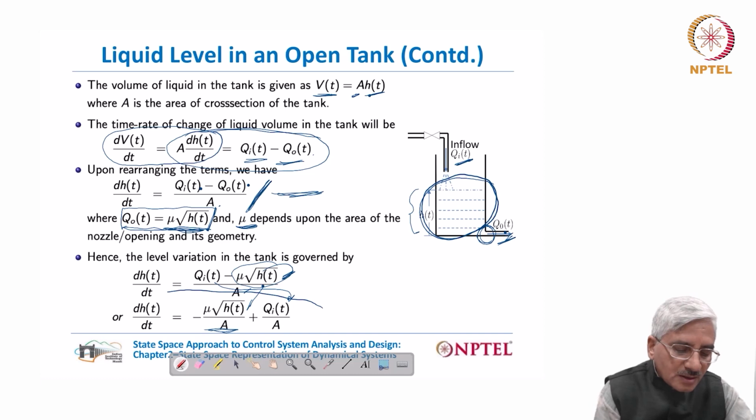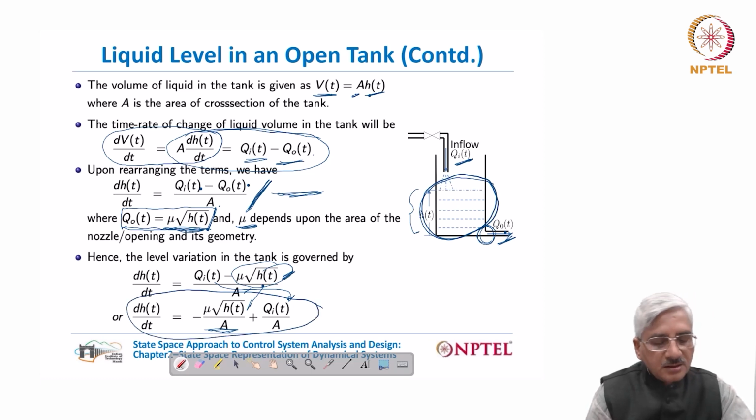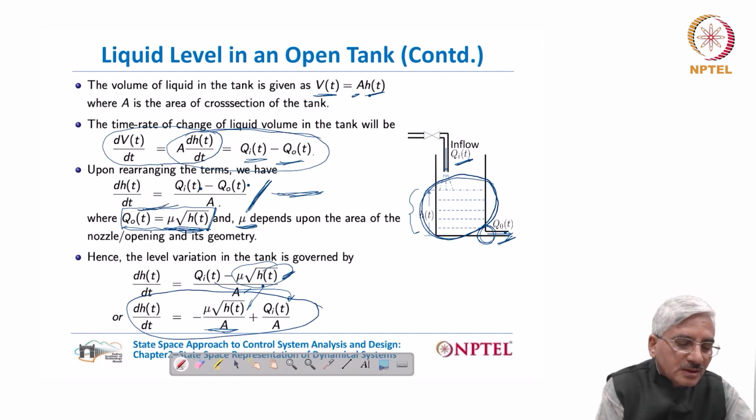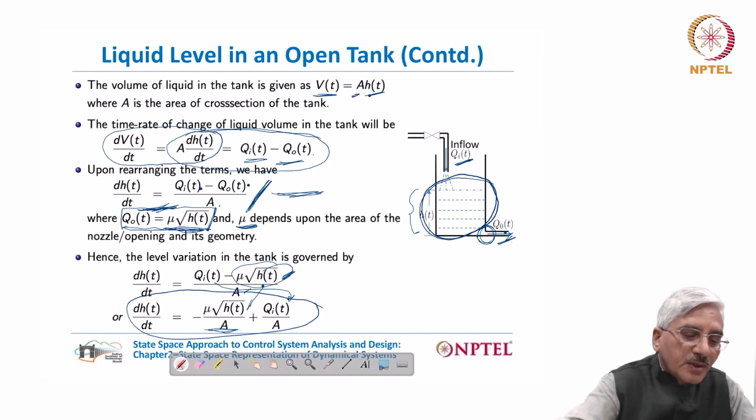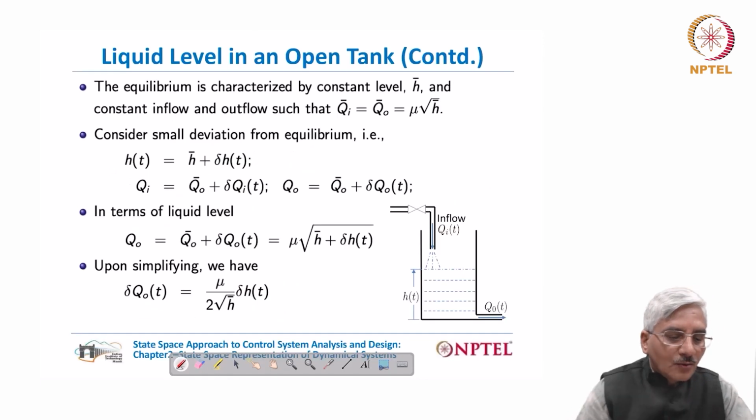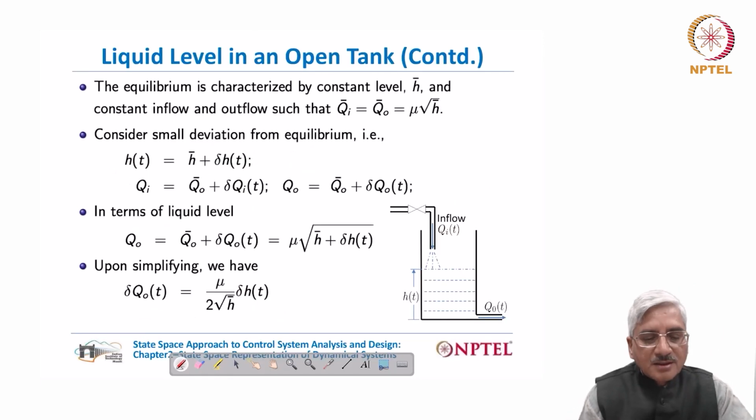So this is the differential equation governing the system, governing the level variation, and this is the output equation governing the outflow. So in fact we have obtained the governing equations for this circuit. Only we have to express these equations into the standard state space form, and because generally a control system engineer is more comfortable with a linearized model, we will first linearize the given equations.